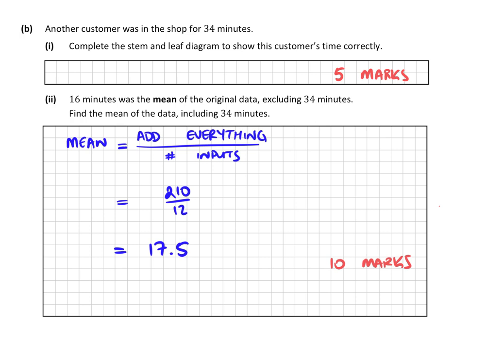So the mean is when we add everything and divide by the number of inputs. What we need to do is go back and add up all of the times that were spent inside in the shop. You should get 210. That's for when you add everything up. You now need to divide by the number of inputs. We had 11 people. We added in this person here, so we have a total of 12 people. So 210 divided by 12 will give you your mean value, and your mean value in this case is 17.5. That was worth 10 marks this year. And that's the end of question 1.